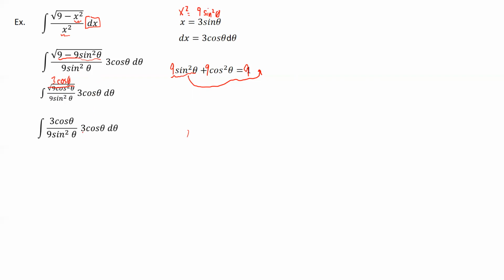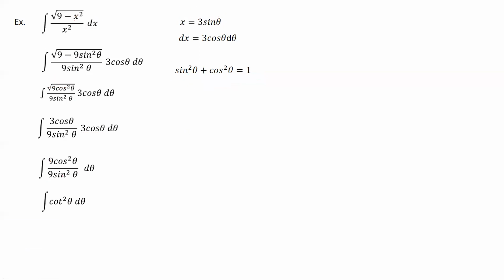Now what? This 3 cosine theta is really over 1, so we'll multiply the tops together. 9 cos squared theta, leave the bottom alone, 9 sine squared theta, d theta. Get rid of your 9s. And then cos squared over sine squared, that's cotangent squared. At this point, you've simplified from something fairly complicated to something a lot easier, but we still don't know the antiderivative of cotangent squared. So let's go back and look at that identity that we had.